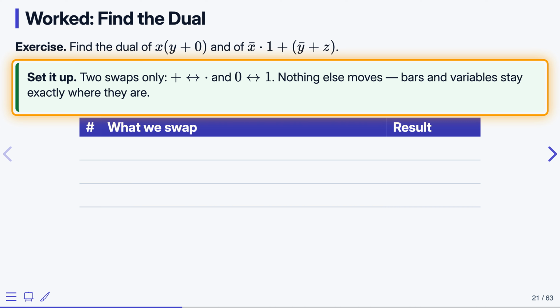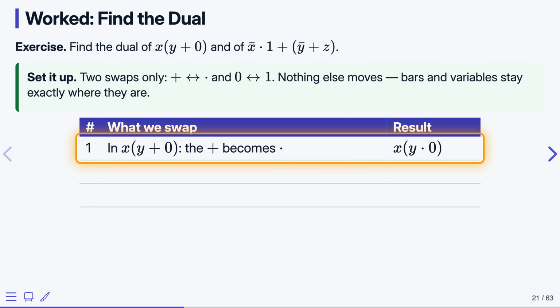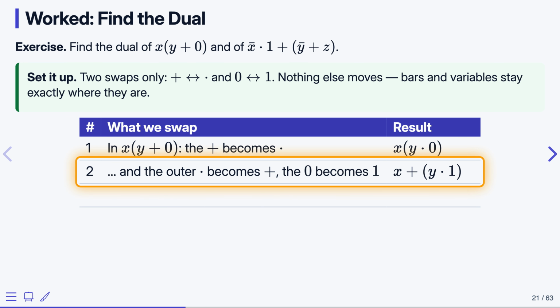Let's take the dual of 2 expressions. Set it up. There are only two swaps to make. Plus becomes dot and dot becomes plus. 0 becomes 1 and 1 becomes 0. Bars stay, variables stay, brackets stay. Step 1. Take x times the bracket y plus 0. Inside the bracket, the plus becomes a dot. Step 2. Outside the bracket, the product becomes a sum and the 0 becomes a 1. So the dual is x plus bracket y times 1.